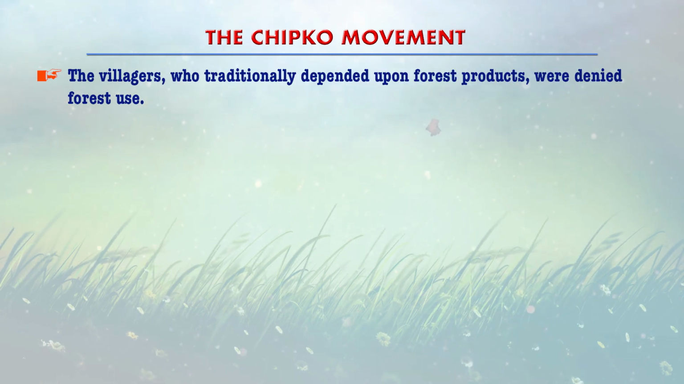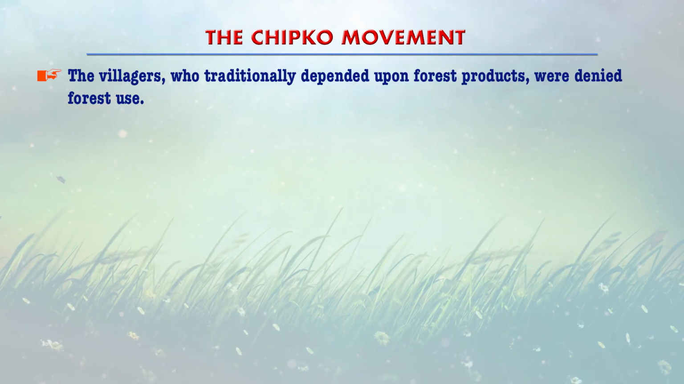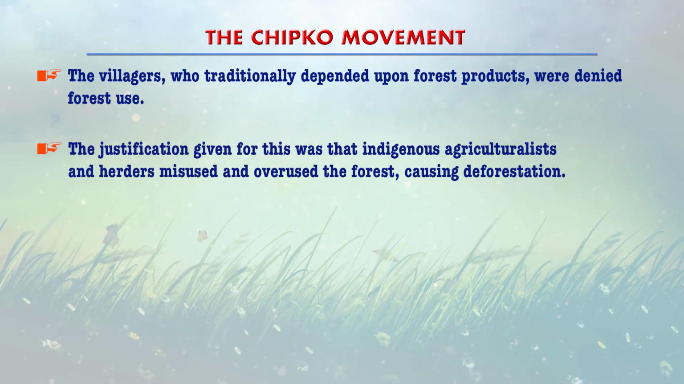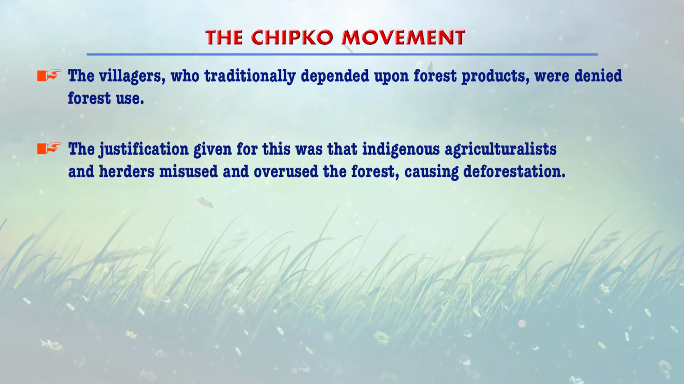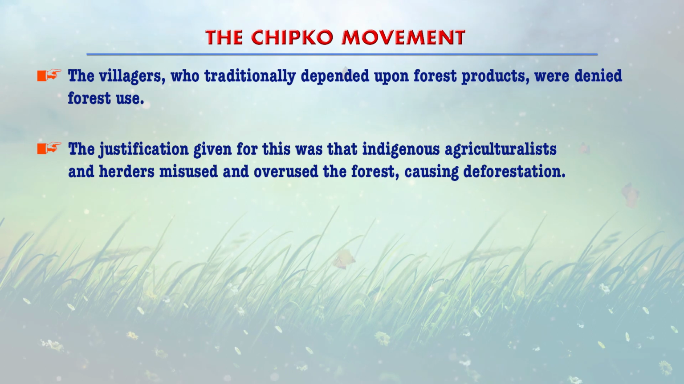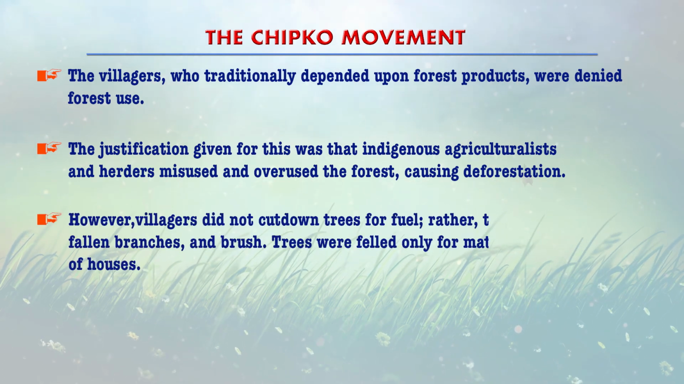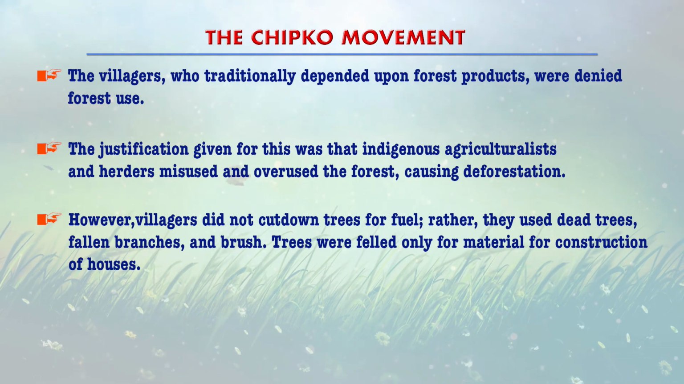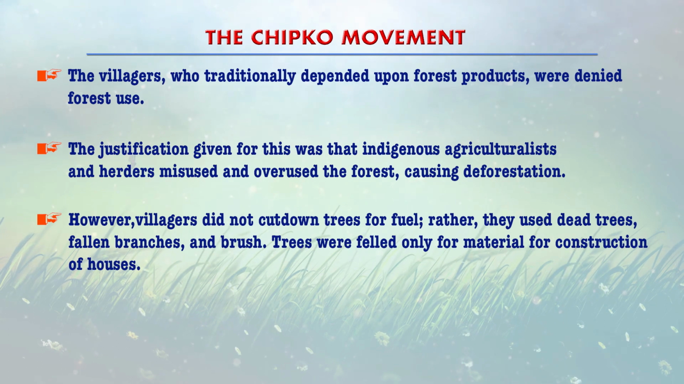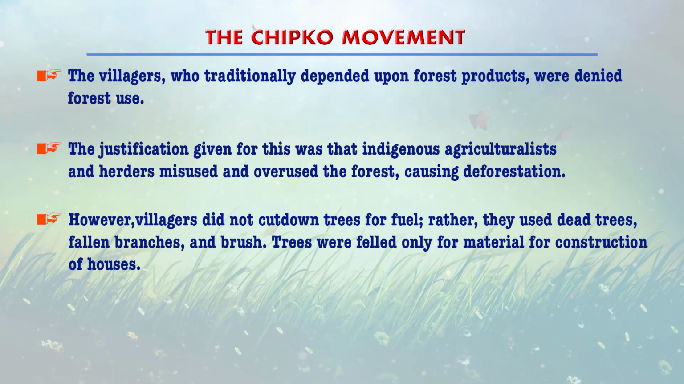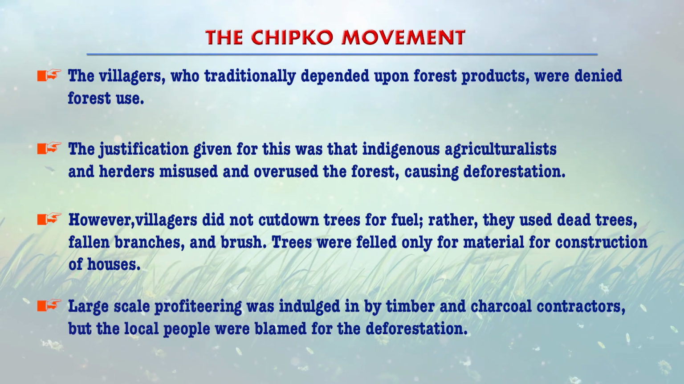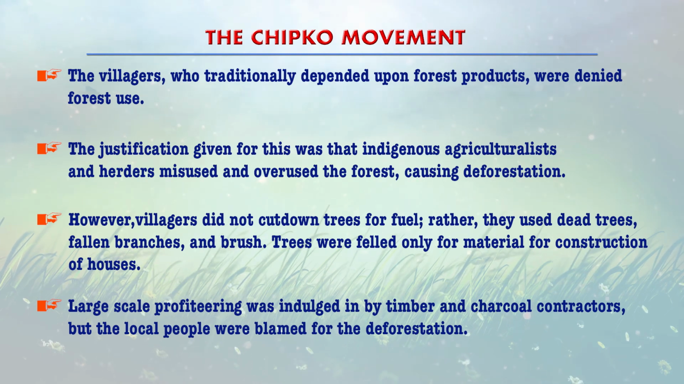The villagers who traditionally depended upon forest produce were denied forest use. And the justification given for this was that indigenous agriculturalists and herders misused and overused the forest, causing deforestation. However, villagers did not cut down trees for fuel. Rather, they used only dead trees, fallen branches, and brush. Trees were felled only for material for the construction of houses. And large-scale profiteering was indulged by timber and charcoal contractors, but the local people were blamed for the deforestation.